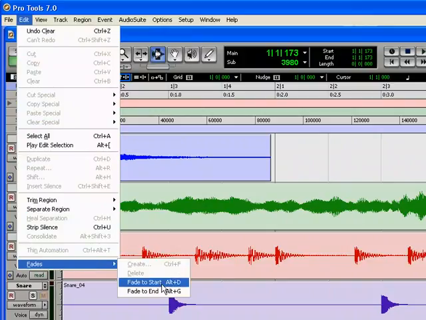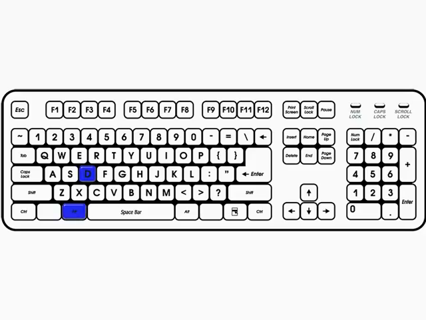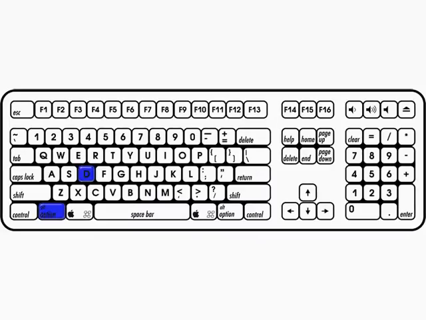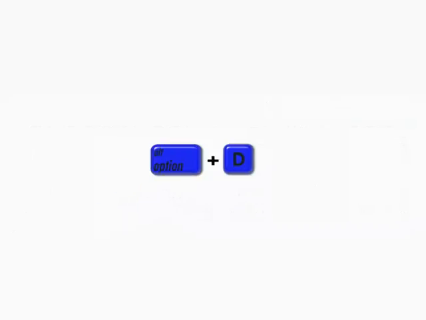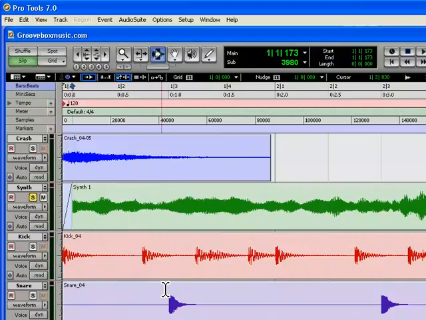You can also use the keyboard shortcut. If on PC, press and hold the Alt key and the letter D. And if on Mac, press and hold the Option key and the letter D. As you can see, a fade-in is created from the start of the region to where we clicked.